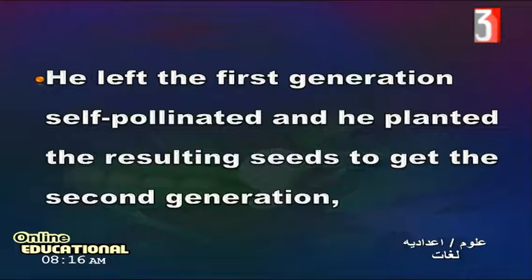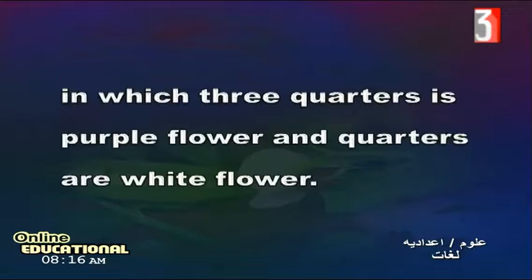He left the first generation to self-pollinate, and he planted the resulting seed to get the second generation, in which 3/4 are purple flower and 1/4 are white flower.